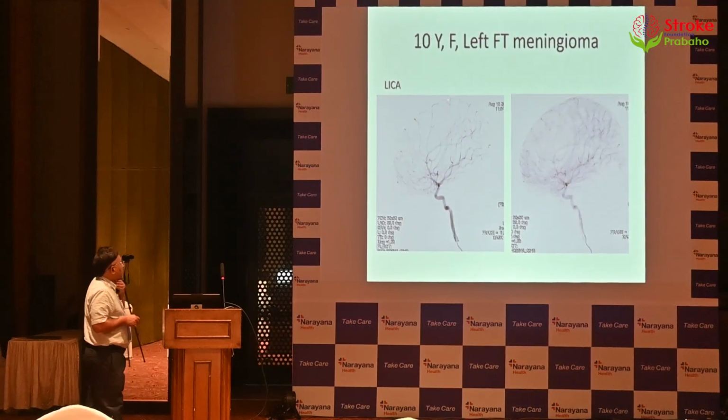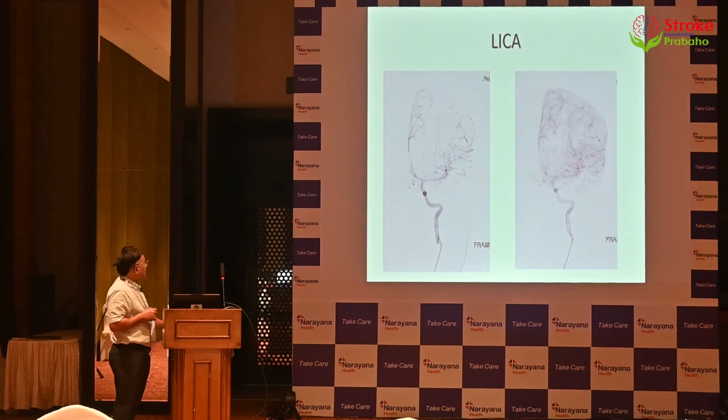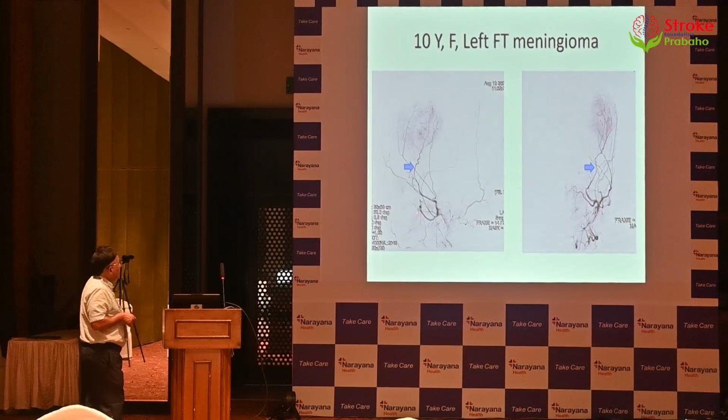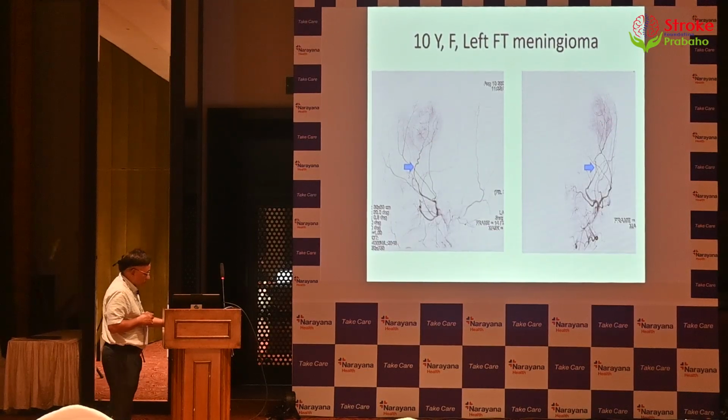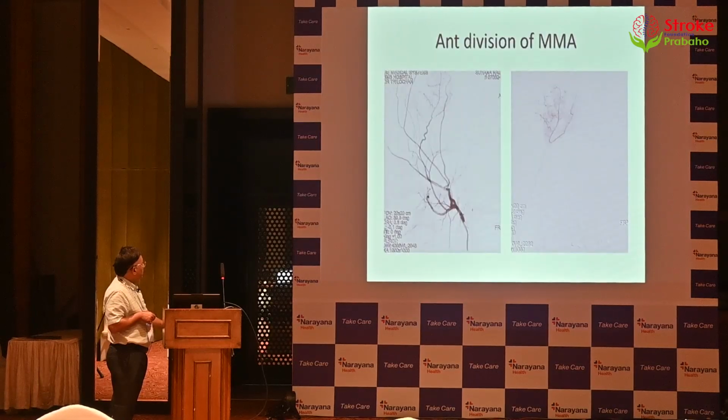Another case, a 10-year-old female with left frontotemporal meningioma. Here we can see there is no supply from the internal carotid artery branches. This is the left internal carotid artery, and you can see there is shifting of the ACA, but there is no blush here. But through the middle meningeal artery frontal branches, you can see there is a marked tumor blush. This is the venous phase, and you can see there is a classical sunburst appearance.